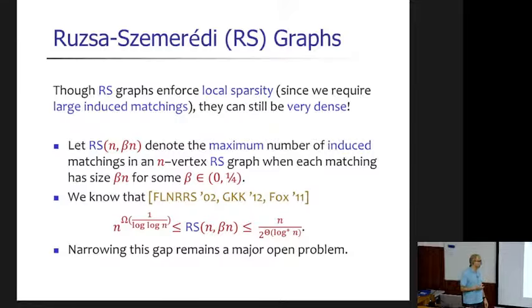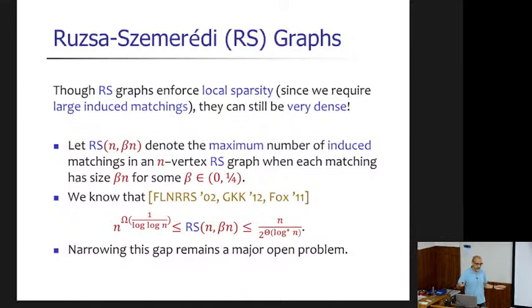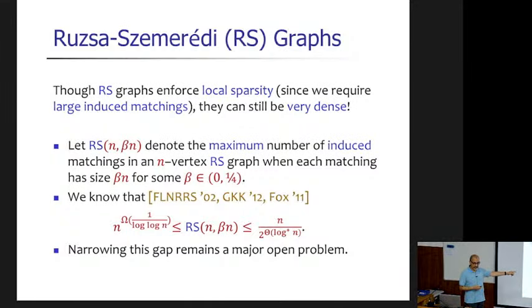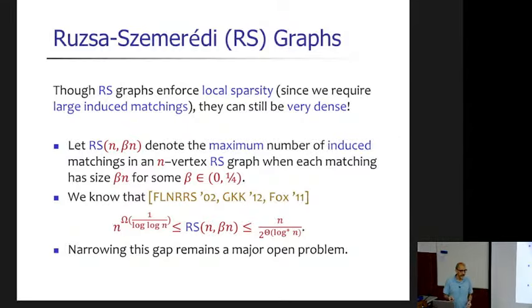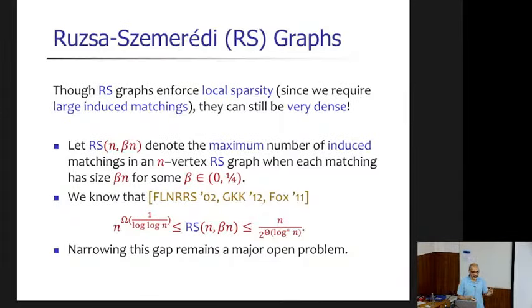Okay. So n to the 1 over log log n is not polynomial, but it's very close to being a polynomial. Okay. So in terms of the number of edges, this is saying the number of edges in such a graph ranges between n to the 1 plus 1 over log log n. We can construct such a graph with omega n size induced matchings, and at most n square over 2 to the log star n edges. Narrowing this gap is a major open problem. Okay, and these graphs have a huge number of applications. So any progress here will have implications on a number of other things.